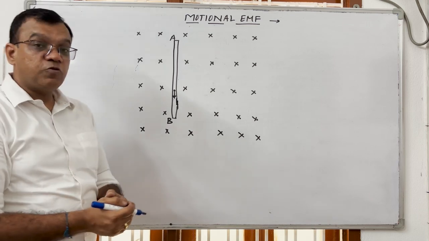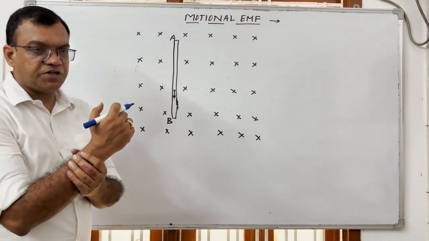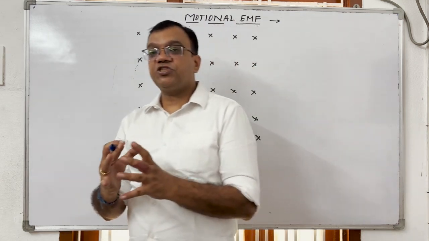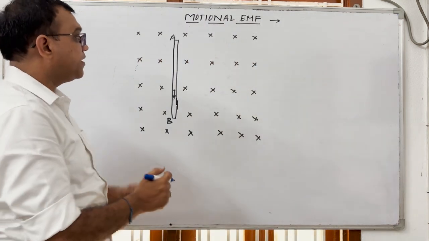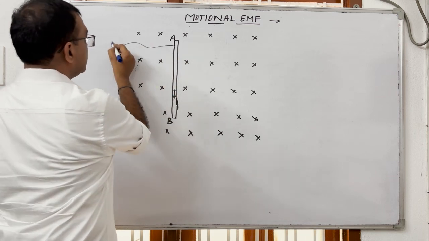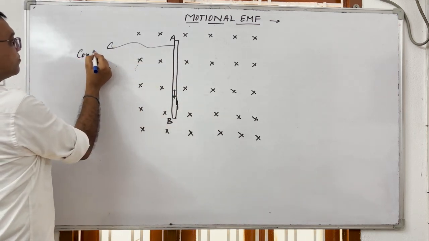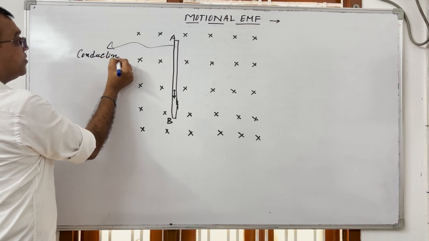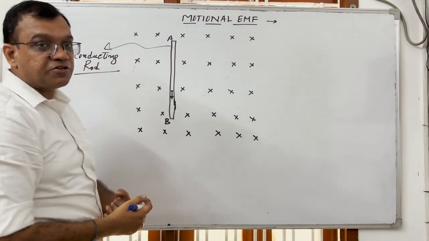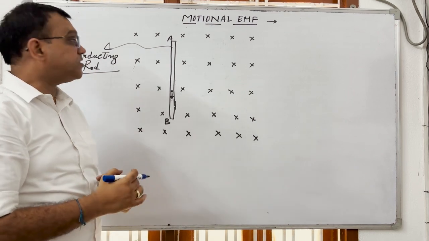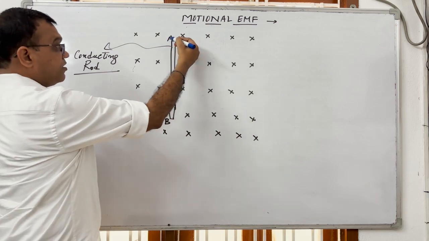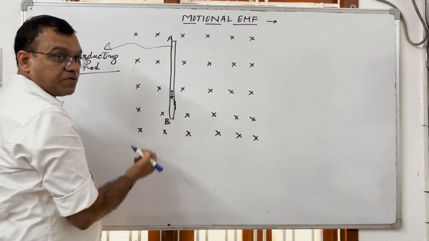Now let's see how this EMF is getting induced. It is a very conceptual point that we are going to see now. You have to pay attention and understand it clearly. We are considering any conducting rod. Remember, we cannot have any non-conducting material here. It is necessary that this material is conducting in nature. We are considering a conducting rod AB.